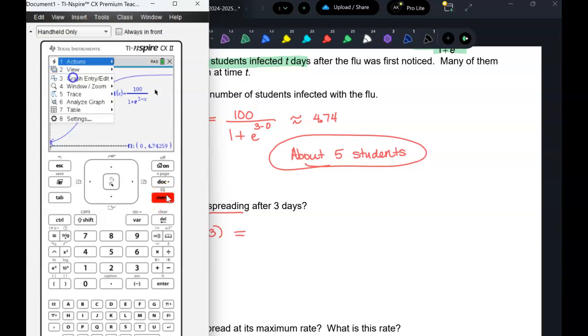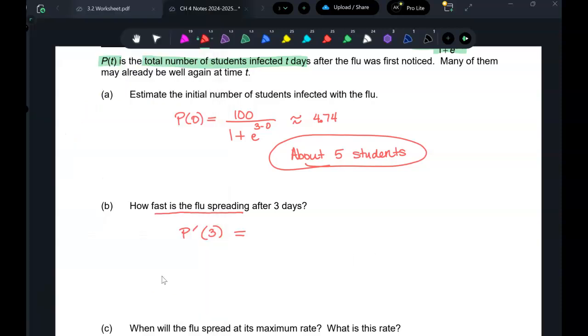Okay, so we're going to press menu. We're going to go to analyze graph, and at number 5, it gives us a dy dx. Now it's going to ask you for a position. We want at 3 days, so I'm going to just type in 3. And it gives us 25.